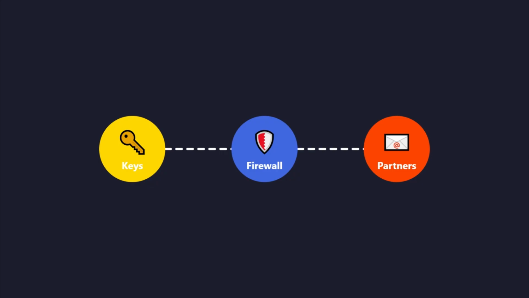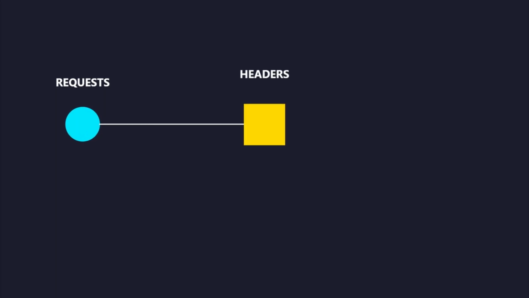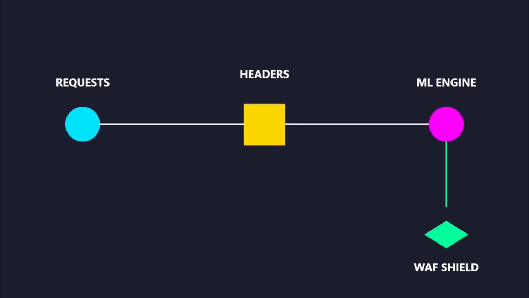Create clear playbooks for your operations team to follow during an attack. Predefined steps for rotating secret keys, updating firewall rules, and notifying payment partners ensure a rapid and coordinated response to mitigate damage. Log every header associated with suspicious requests for post-incident analysis.